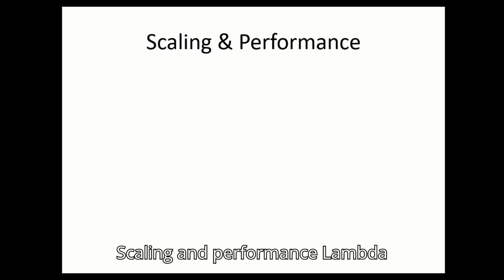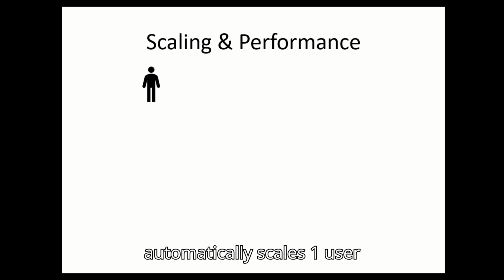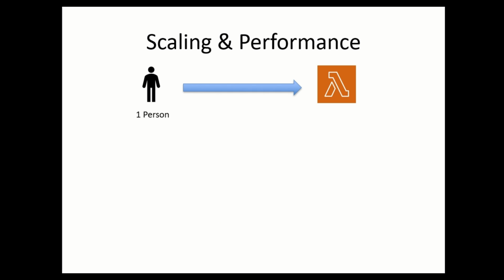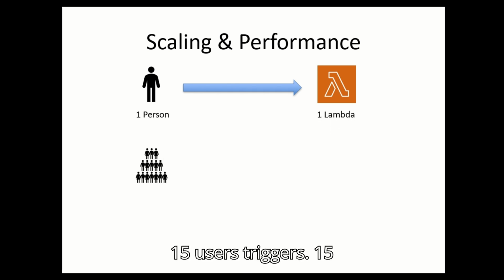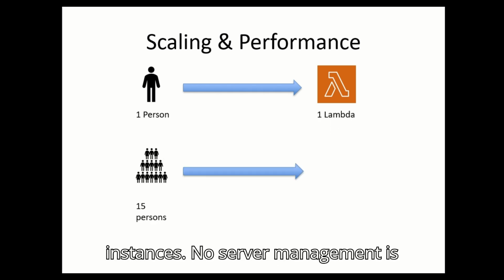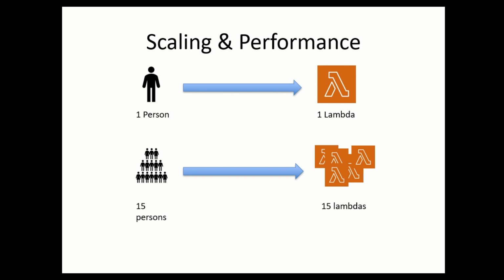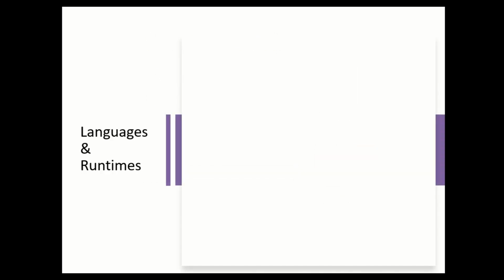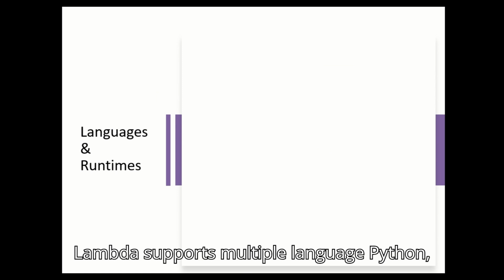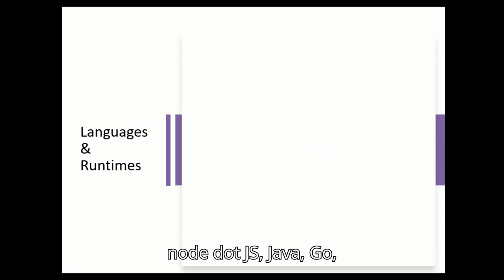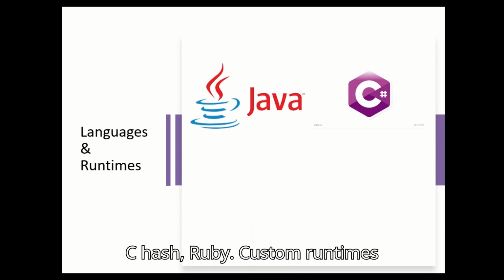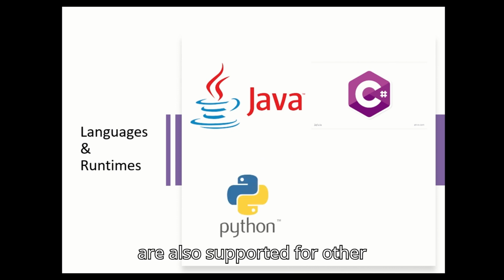Scaling and performance. Lambda automatically scales: one user triggers one instance, 15 users trigger 15 instances. No server management is needed. Lambda supports multiple languages: Python, Node.js, Java, Go, C#, Ruby. Custom runtimes are also supported for other languages.